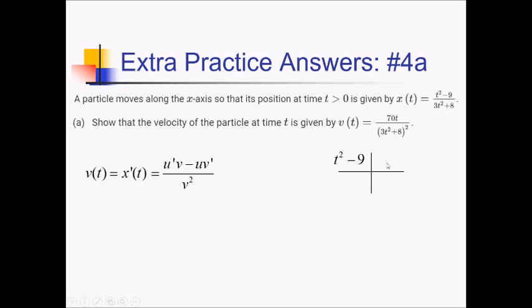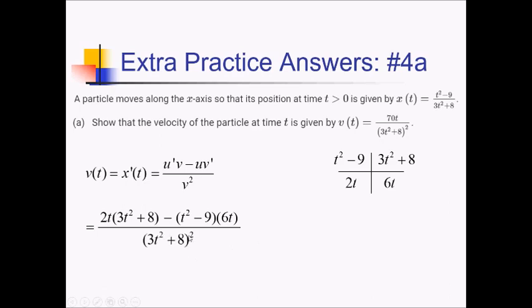And then over here I have v, the denominator, 3t squared plus 8. Down here I've got u prime, which is going to be 2t. And over here this is v prime, so this is going to be 6t. Multiplying that back out, I'm going to have 2t times 3t squared plus 8 minus t squared minus 9 times 6t. All of that over, this is the v squared now, 3t squared plus 8 squared.